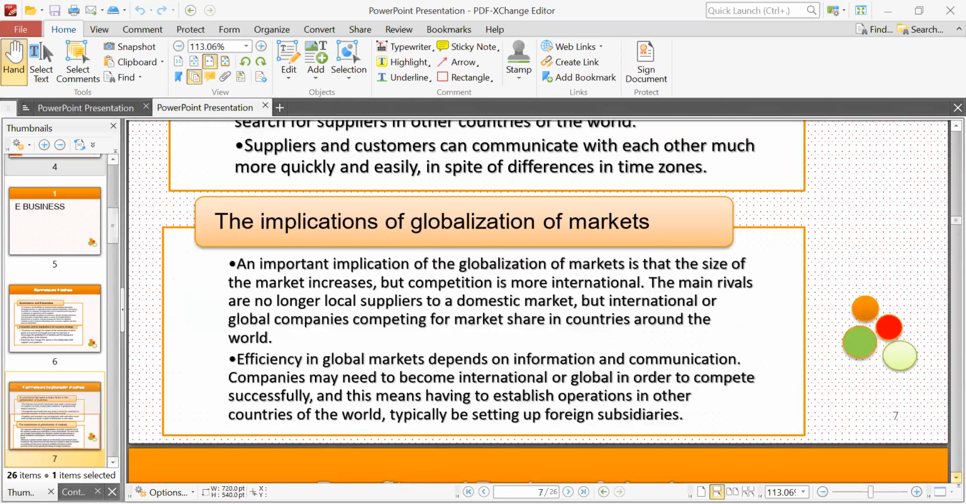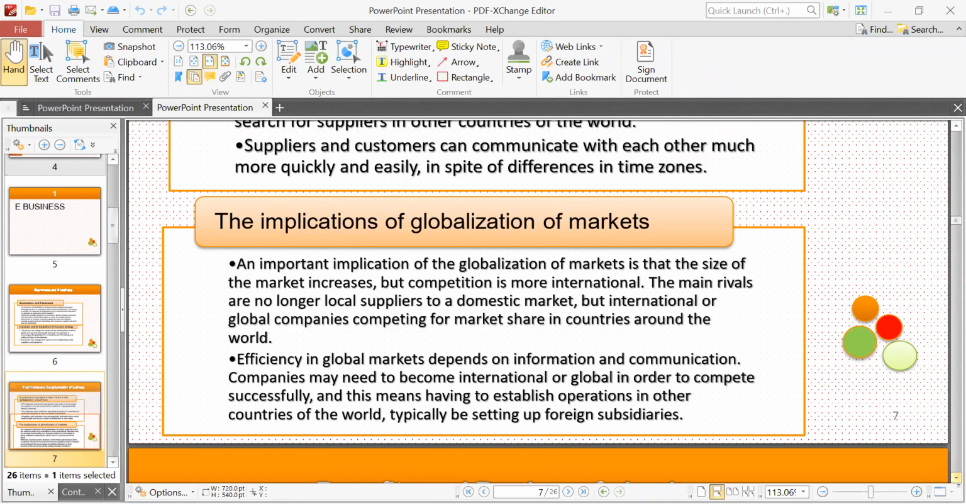Okay. So what are the implications of the globalization of markets? When we say the implications, the outcome, what happens when markets are globalized? Very, very key. So number one is that an important implication of the globalization of markets is that the size of the markets increases. This we've talked about, right?